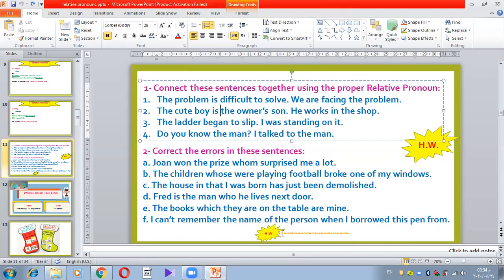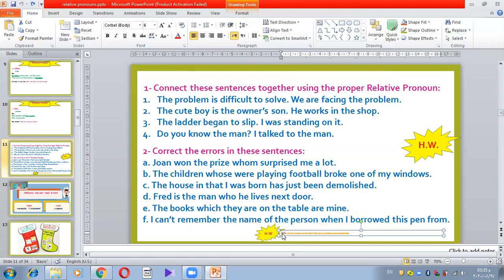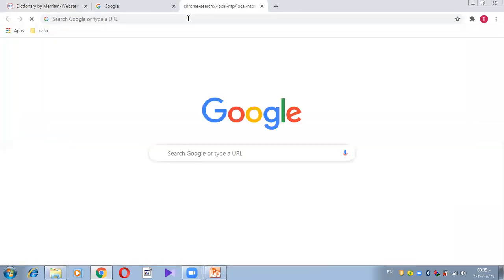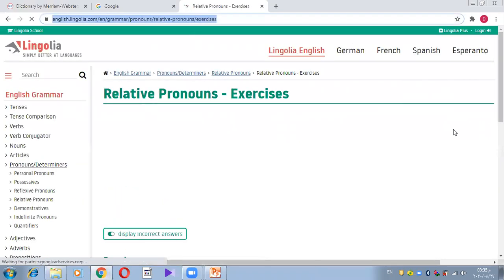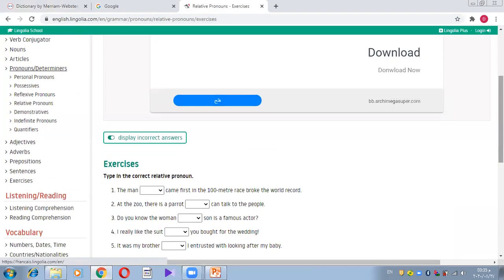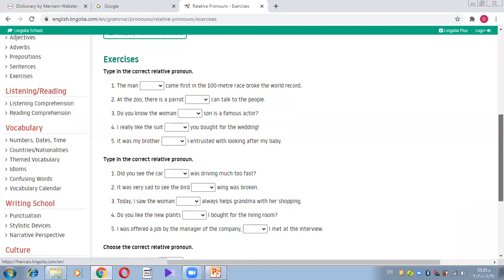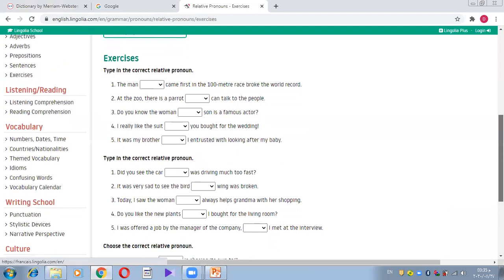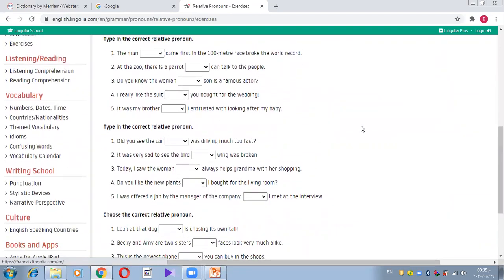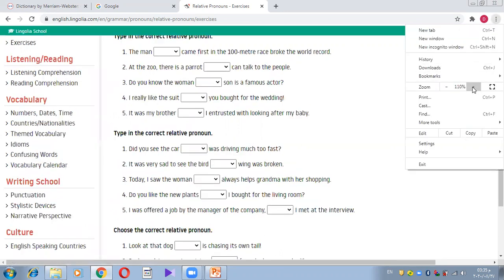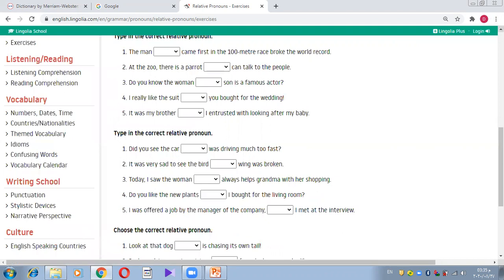So there is one more. I'd like you to try to do as well. It's a link. I'm gonna open it for you and you are gonna get the questions and try to answer them as well. Okay, yeah. These are the questions. Okay, so let's start with the first one. Type in the correct relative pronoun. The man came first. Okay, sorry, I can make it just a little bit bigger. Yes, that's clear, I think.